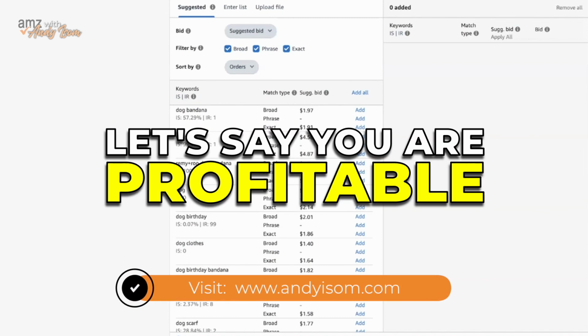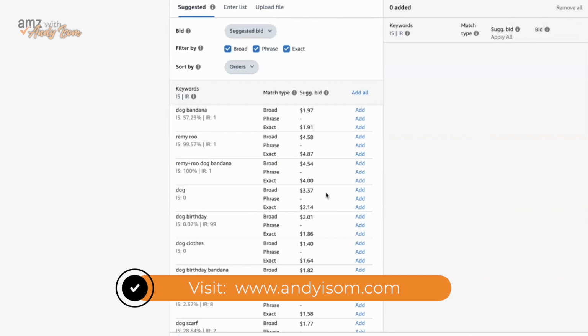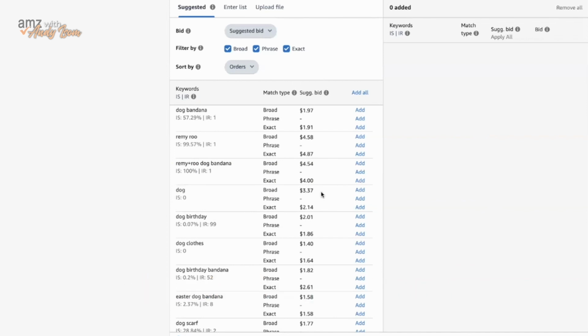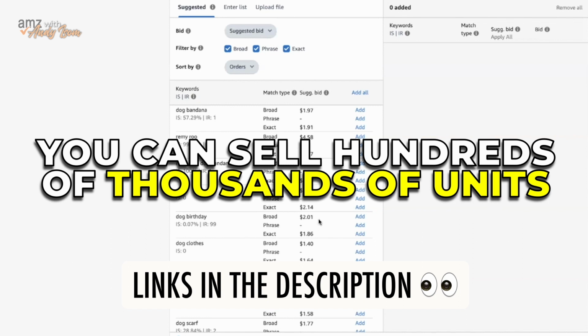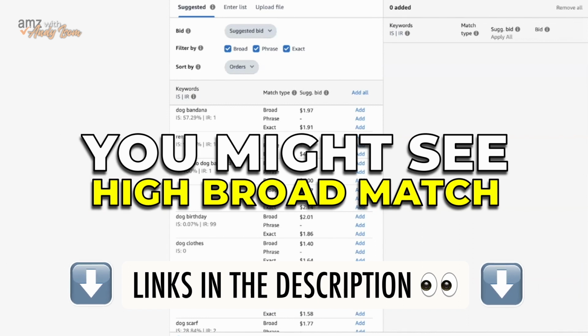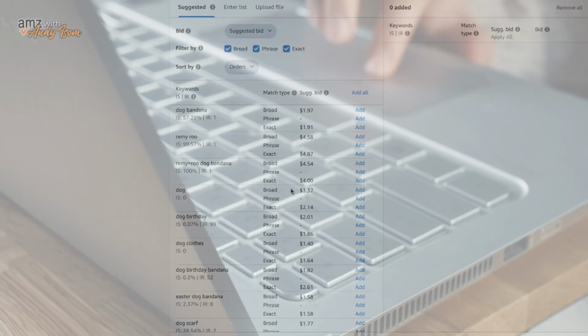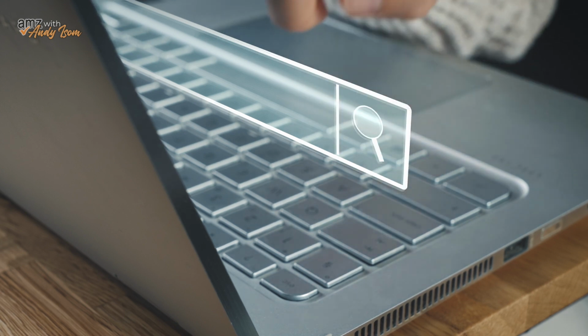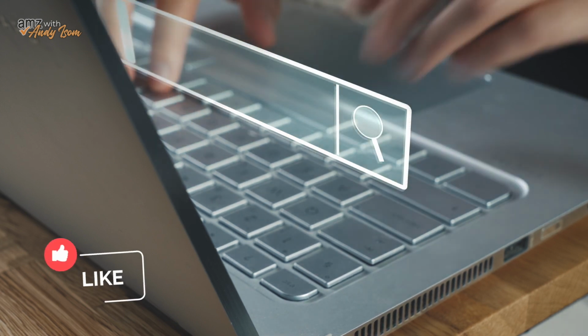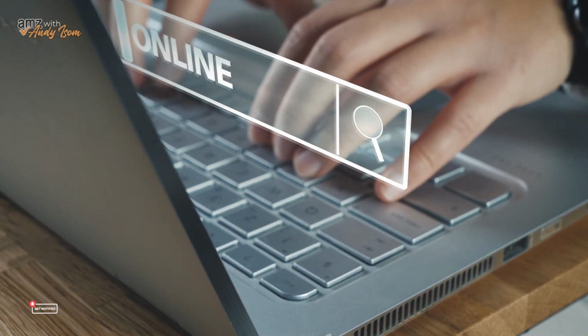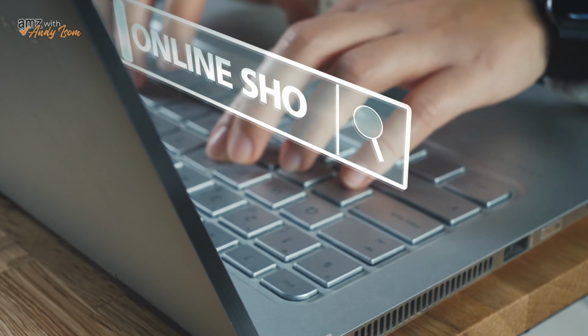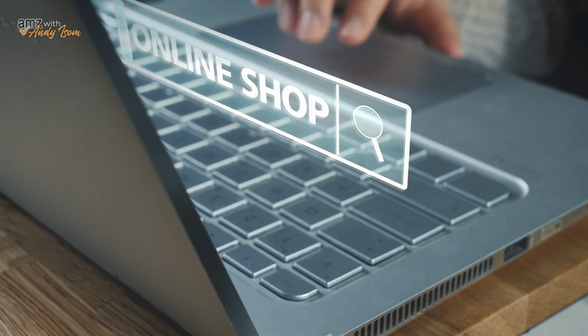And let's say you're profitable, let's say at $3.37, you have a good profit margin, you can be profitable there. You could sell hundreds of thousands of units. So that's why you might see high broad match, because millions and millions of broad terms and searches could come up and you could get sales potentially for whatever your product is. And so that's why you might see some high bids sometimes.